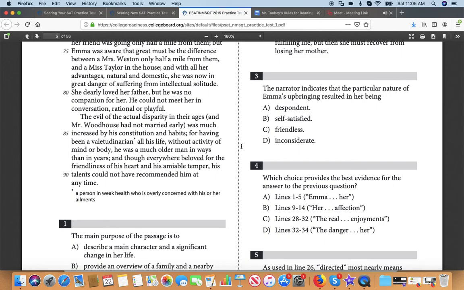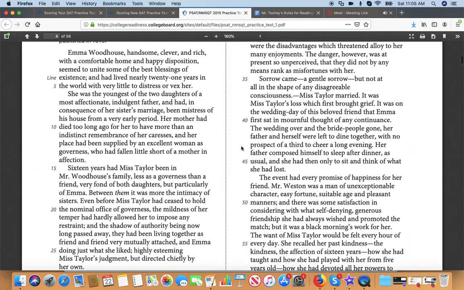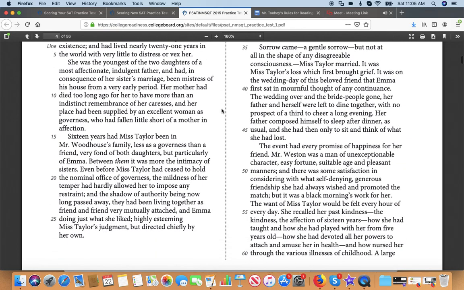All right. Look at question number 4. I love this. Go ahead and read question number 4 for us, please. Which choice provides the best evidence for the answer to the previous question? You don't even need to read the lines. You can tell me right now. D. Well, let's read D. Lines 32 through 34. Oh, I totally missed that. I missed it by like one line.